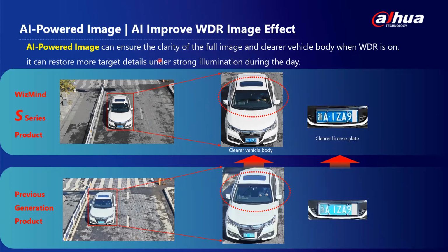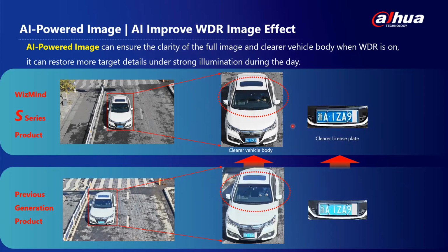This is the kind of output produced by the two products, the general WizMind 5 IPC product compared with the WizMind S series product. So the outputs, this is what it's going to provide. Maybe, for example, this is the final output.